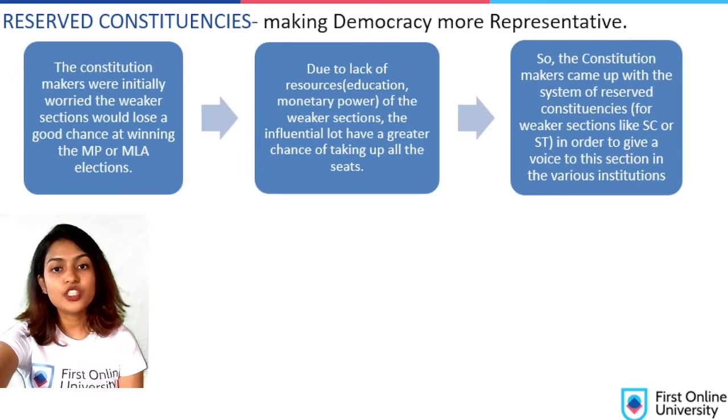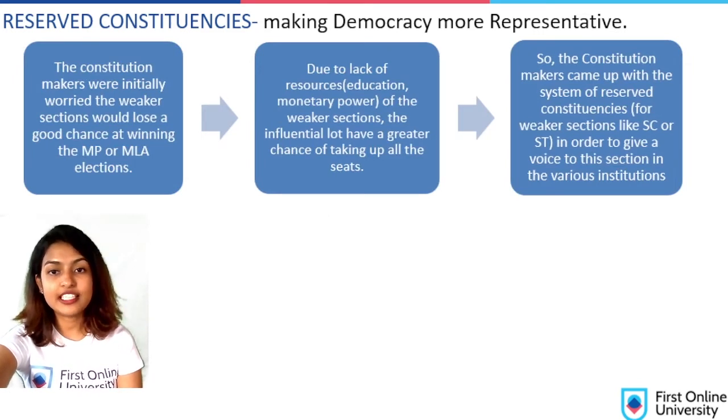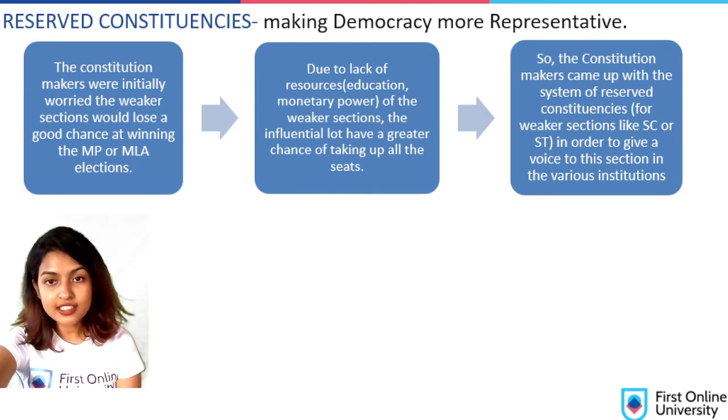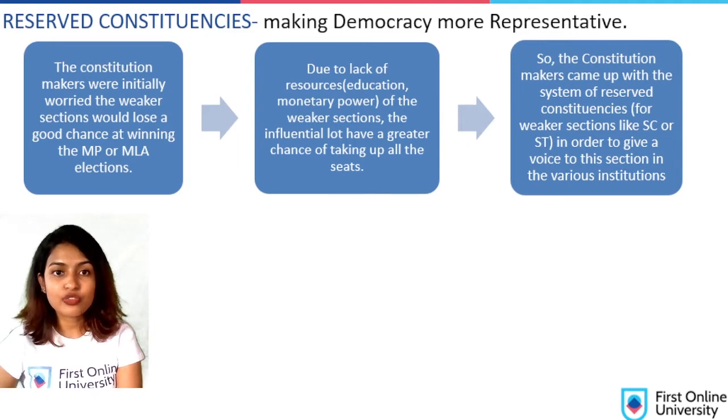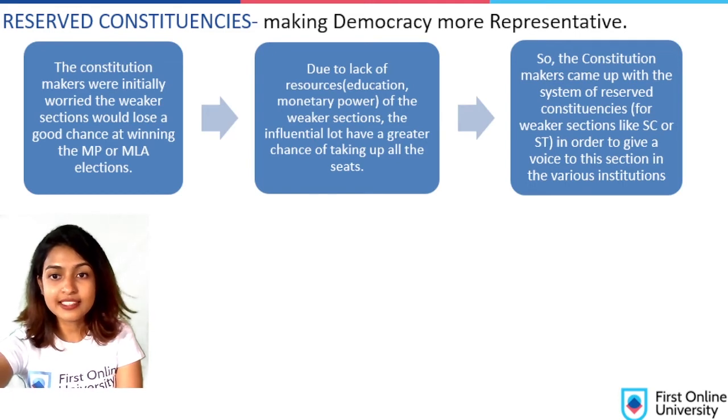Okay, so the constitution makers were initially very worried that the weaker sections would lose out on an opportunity to win the MP or MLA elections, due to lack of resources. Let's see what kind of resources they were lacking: education and monetary power. Due to this, the constitution makers were wondering whether they would get an opportunity to represent the people. Hence, they came up with a system of reserved constituencies.